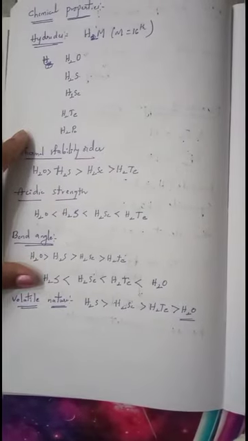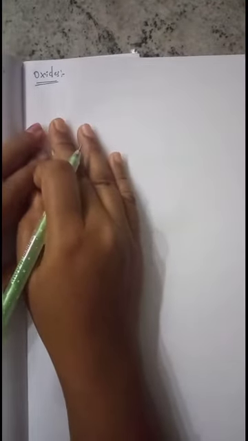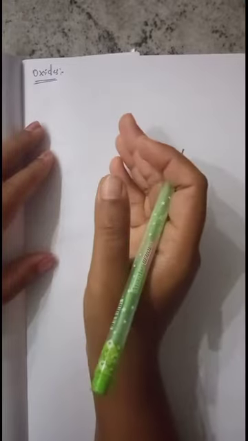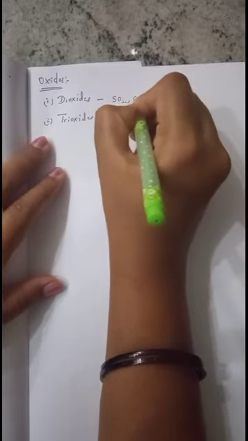Okay, now we'll discuss the next important property. Next chemical property is formation of oxides. Whenever these 16 group elements undergo reaction with oxygen, they can form oxides. Two important types of oxides are formed by the 16th group elements. First one is dioxides and the next one is trioxides. Examples for dioxides are SO2, SeO2 and TeO2.